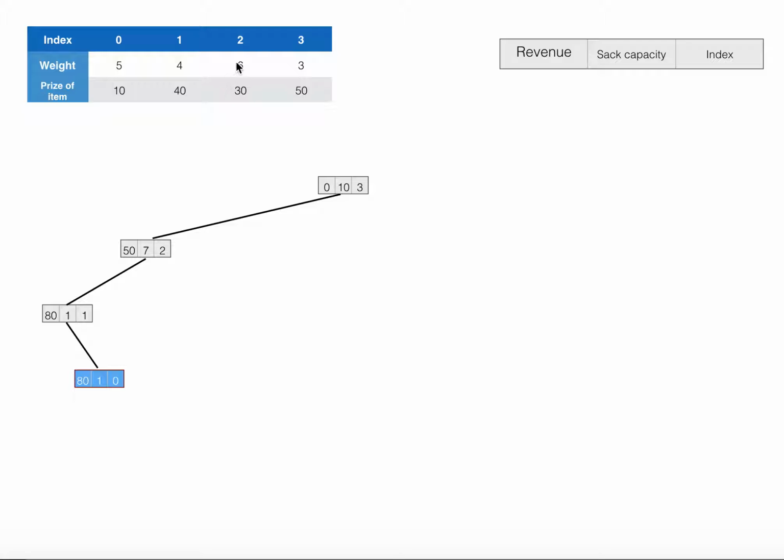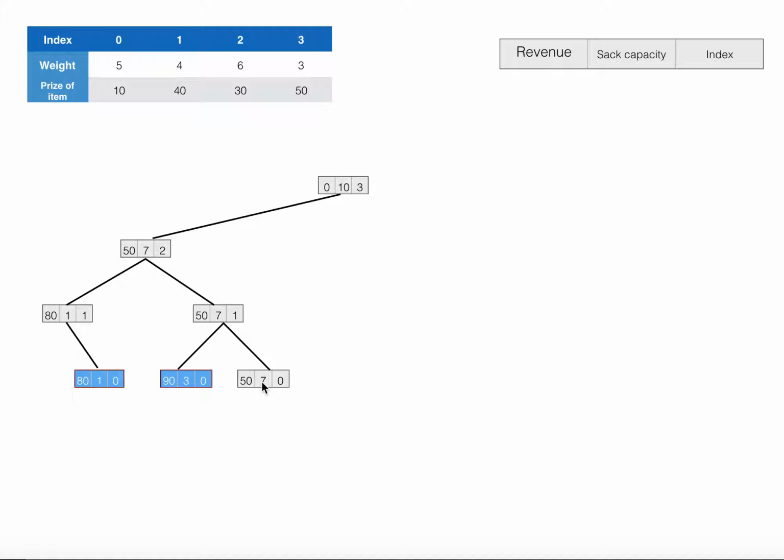So what happens if I don't choose this item? I'm exploring a different path now. If I don't pick this, I just move to the next one. My revenue remains the same, my sack capacity remains the same, but I move from item 2 to item 1. Here if I decide to pick item 1, then my revenue will jump up to 90, 50 plus 40, and my sack capacity goes to 3. If I don't pick item 1, then I go here. If I decide to pick item 0, my revenue goes up to 60 and my capacity goes down to 2.